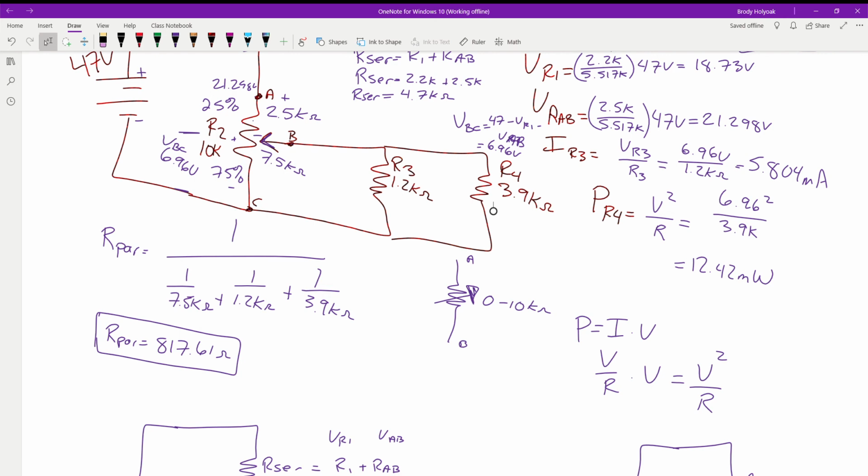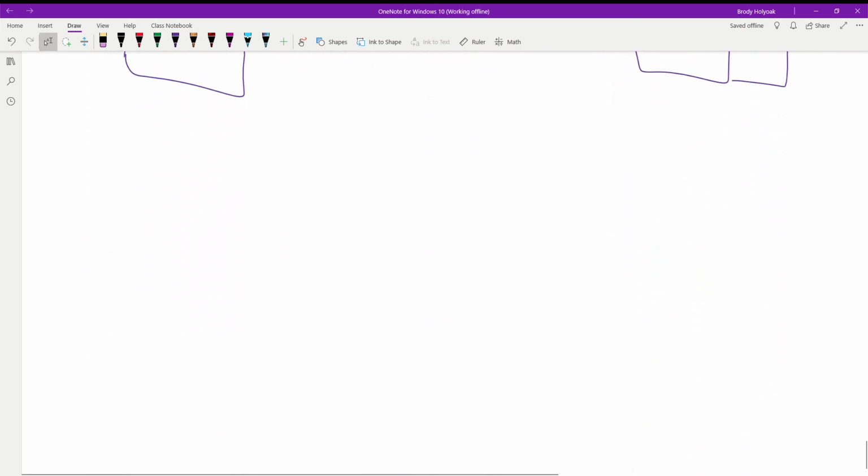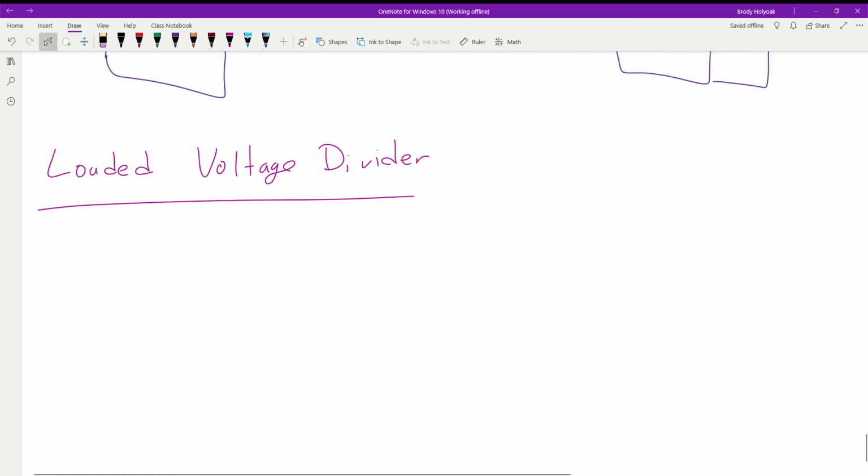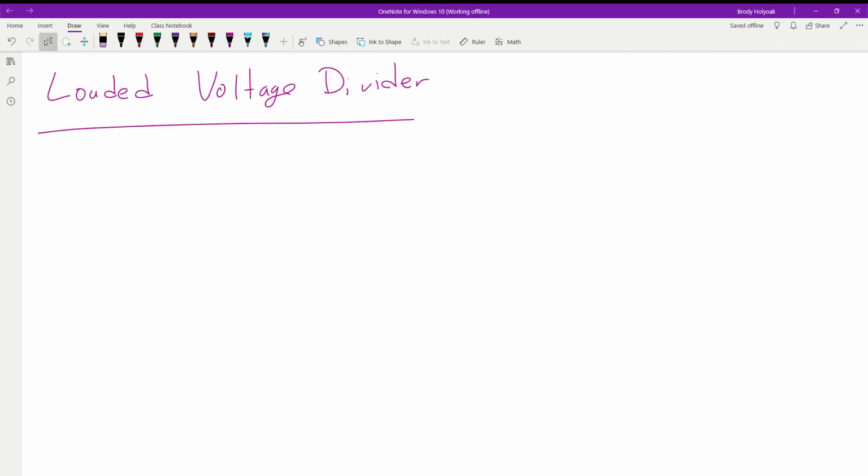All right. What we're going to get into is more of analysis of a circuit besides design and just solving for things. So we're going to be talking about loaded voltage dividers. So what's a voltage divider to start with? Something that divides voltage. It takes your voltage and splits it up into different parts. When it's loaded, it means we're using it for something. We're not just splitting it up.